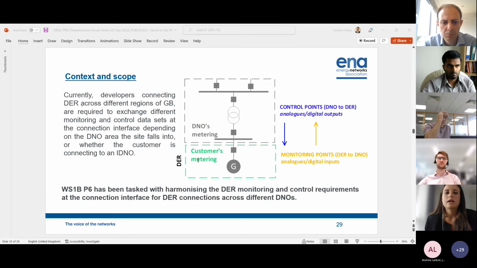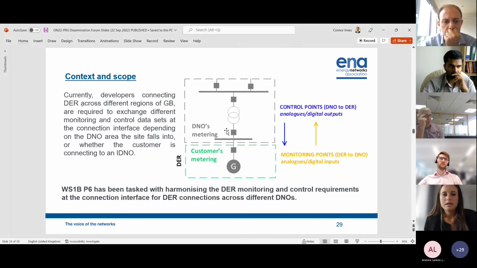Currently, developers connecting DR across different regions of GB are required to exchange different sets of monitoring and control data at the connection interface, and that depends on the DNO area where the site falls. So you may have different requirements in a UKPN area, WPD, SSEN, NPG, ENW, and so on. So the product team has been tasked with harmonizing DR monitoring and control requirements at the connection interface for DR connections going forward.